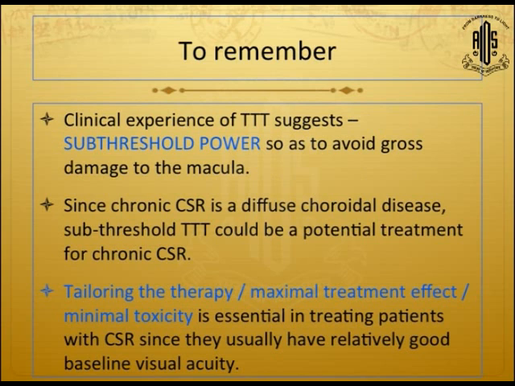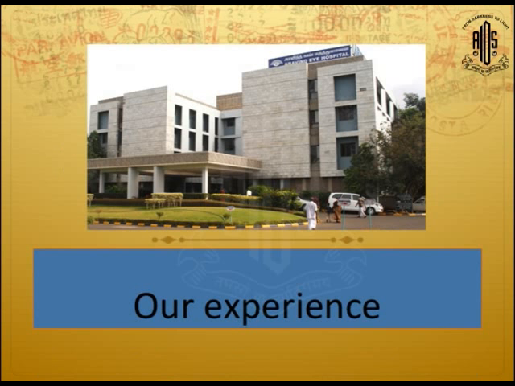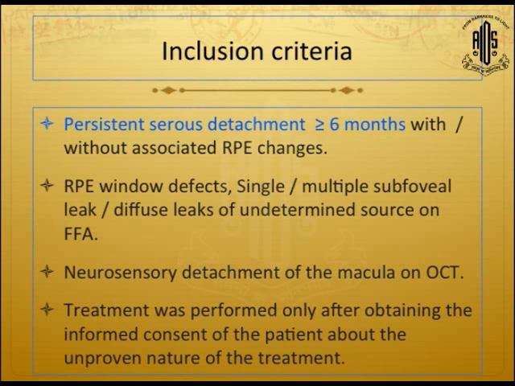To remember, in TTT we are using the subthreshold power instead of threshold power, which is ideally used in CNVM patients. Using a subthreshold power, we can avoid gross damage to the macula. And since chronic CSR is a diffuse choroidal disease, subthreshold TTT can definitely be a very good potential treatment for chronic CSR patients. Again, tailoring the therapy, maximal treatment effect and minimal toxicity would be our perspectives. So just a small unpublished data and our experience in our hospital of TTT laser.